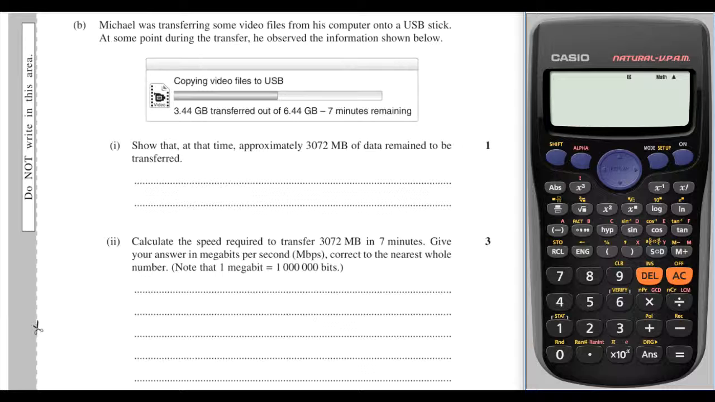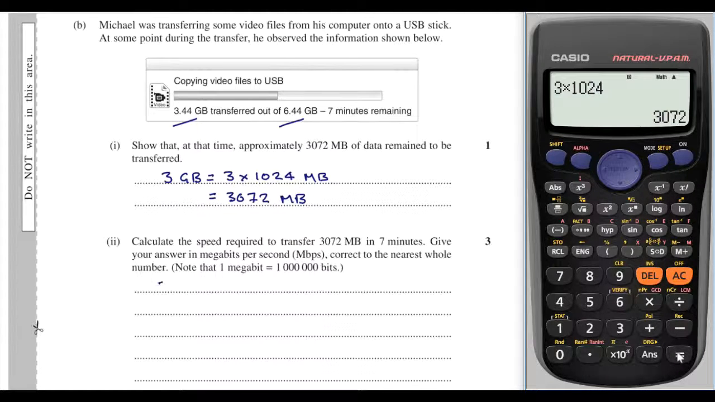Question 30, Part B, Part 1. The data remaining is the difference between 3.44 gigabytes and 6.44 gigabytes, so that would be 3 gigabytes. And that's equal to 3 multiplied by 1024 megabytes, which is 3072 megabytes.